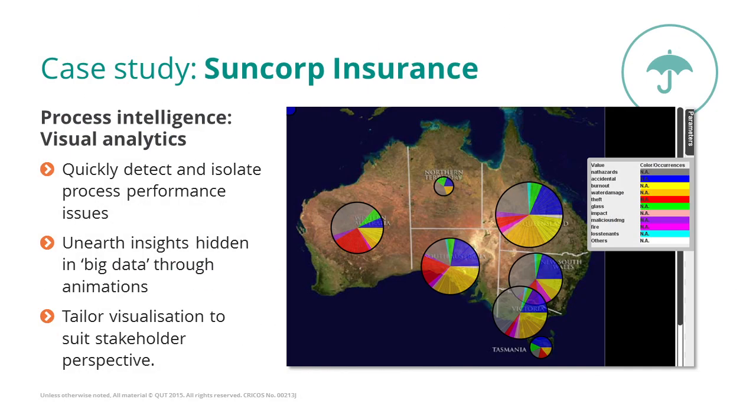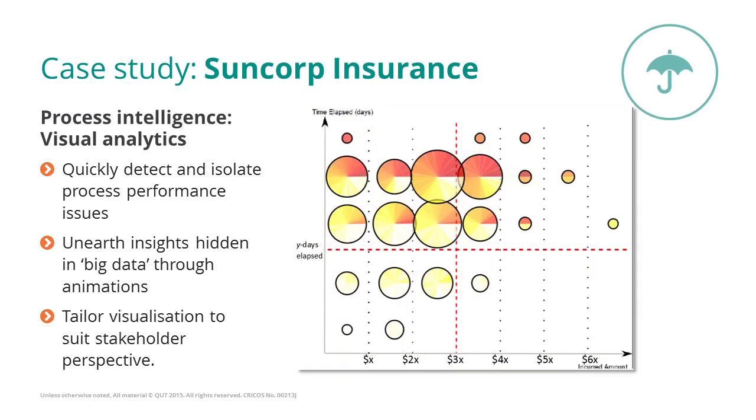For example, a map of Australia that is animated by projecting the evolution of different claims as they are handled in different states, or by projecting an animated version of the diagram that we saw before that plots claims on the basis of their relative duration and cost.